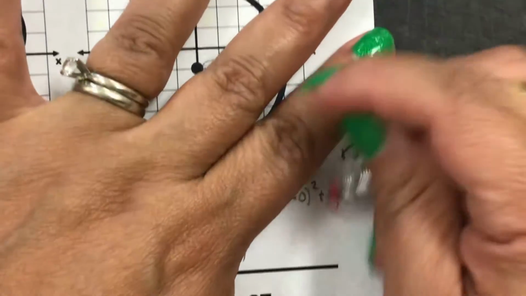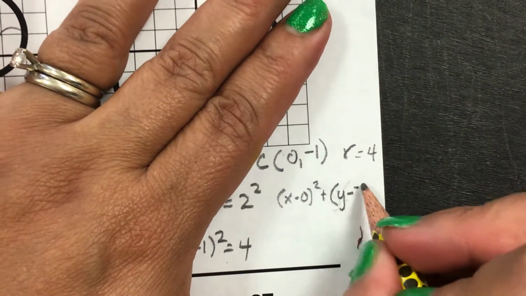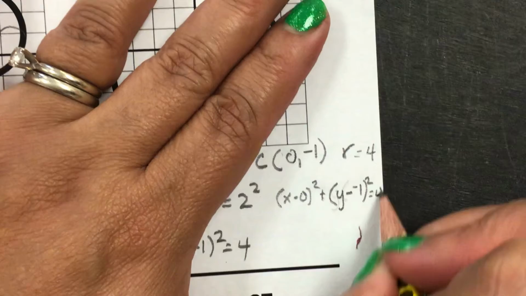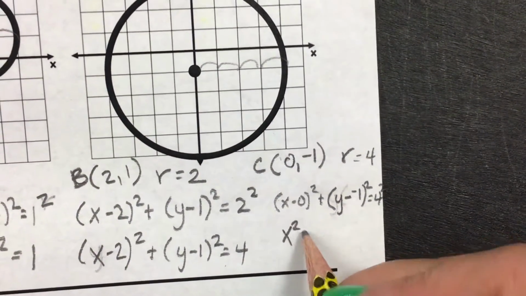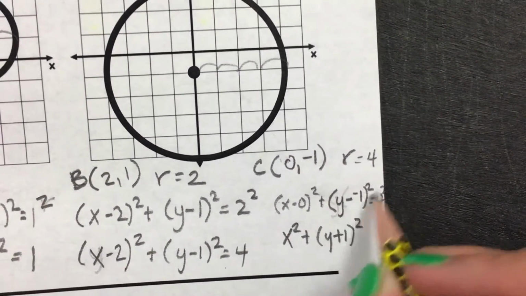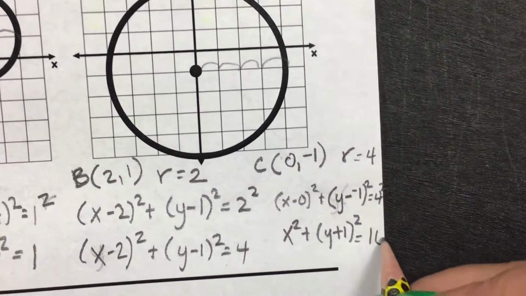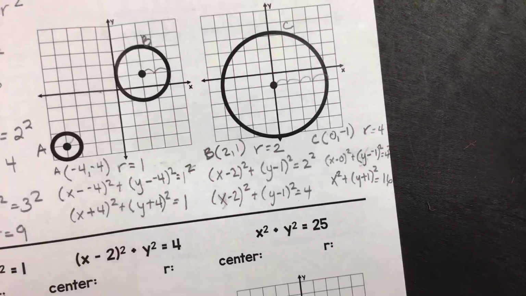Minus, sorry, I wrote this wrong. Open parentheses first, y minus -1 squared is equal to 4 squared. When you simplify that out, it looks like x squared plus y plus 1, because it looks like the opposite sign, is equal to 16.